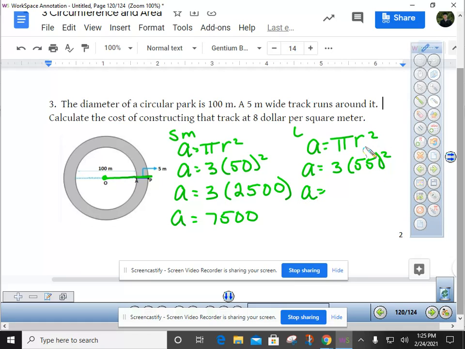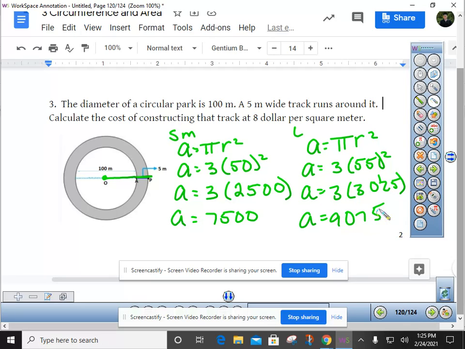55 squared is 3025. So 3 times 3025 is 9,075. Now you have to do what? Subtract. And what did you get? 1,575. Perfect. Is that the answer?